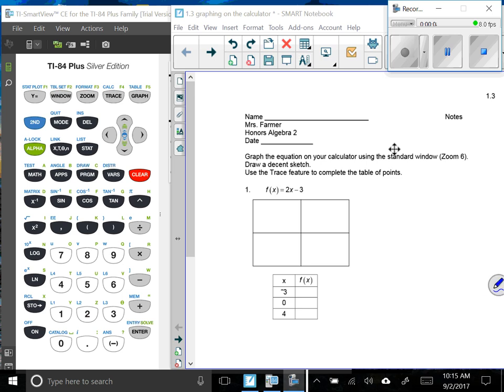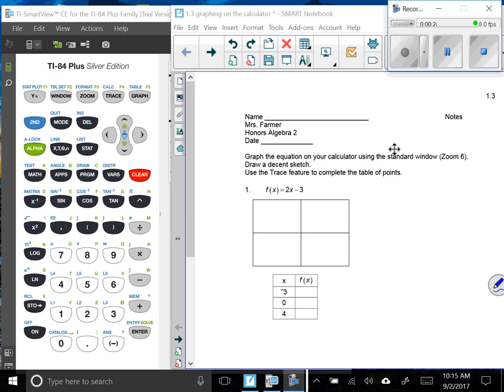Hello, ladies. I'm going to give you the notes today for worksheet 1.3. You're going to need out your worksheet along with your calculator, all right? What we're looking at today is how to get the calculator to draw for us those graphs that we did by hand in worksheet 1.2.